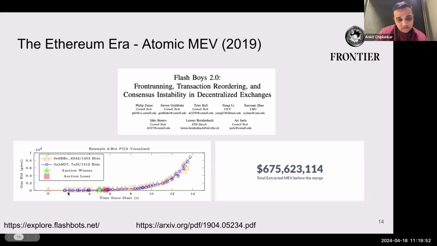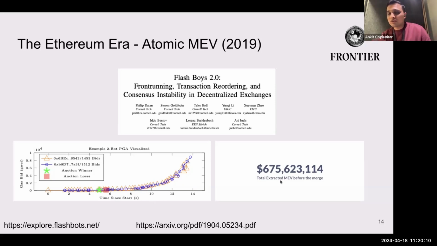And so this is just what two different actors are bidding to basically capture that arbitrage value, and one of the actors wins. There's the link to the paper. You can find more data at this website.